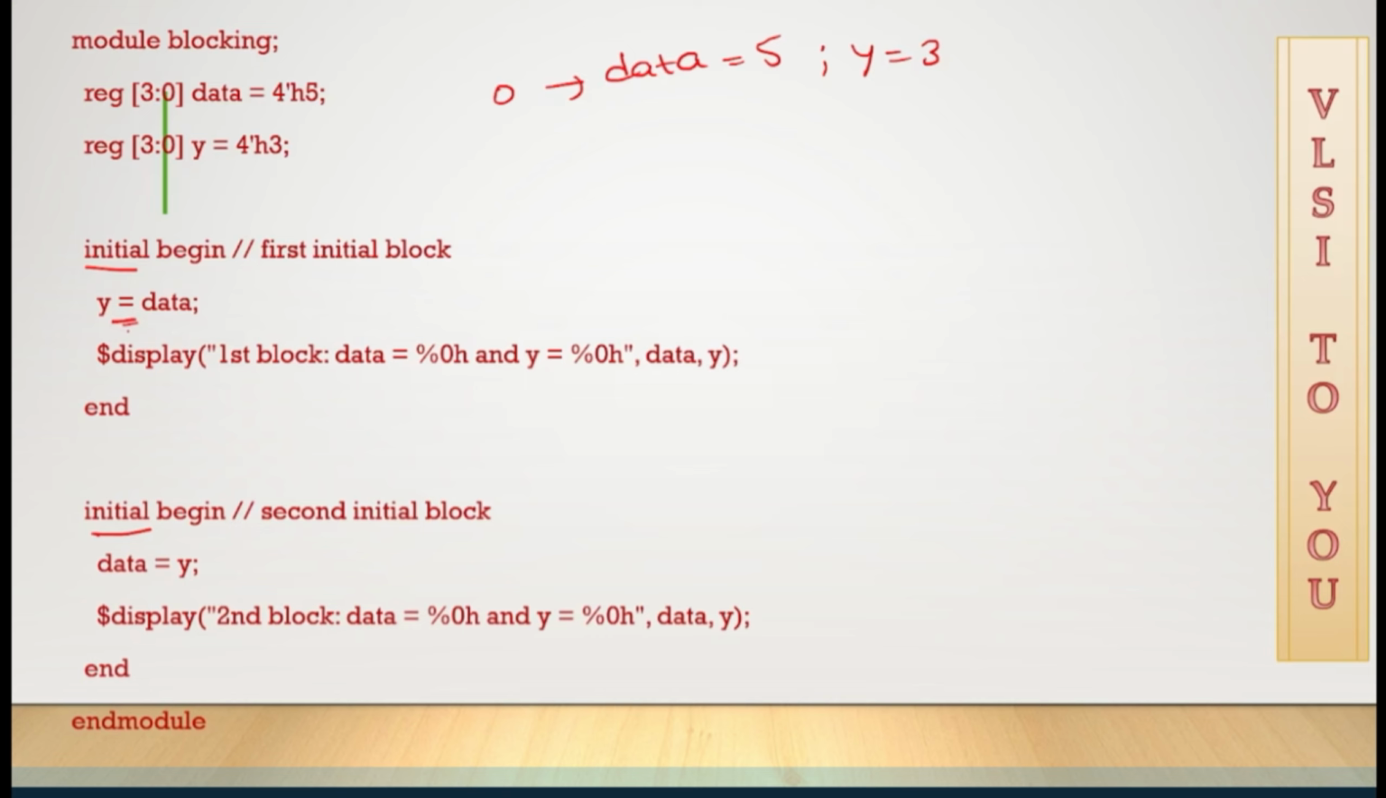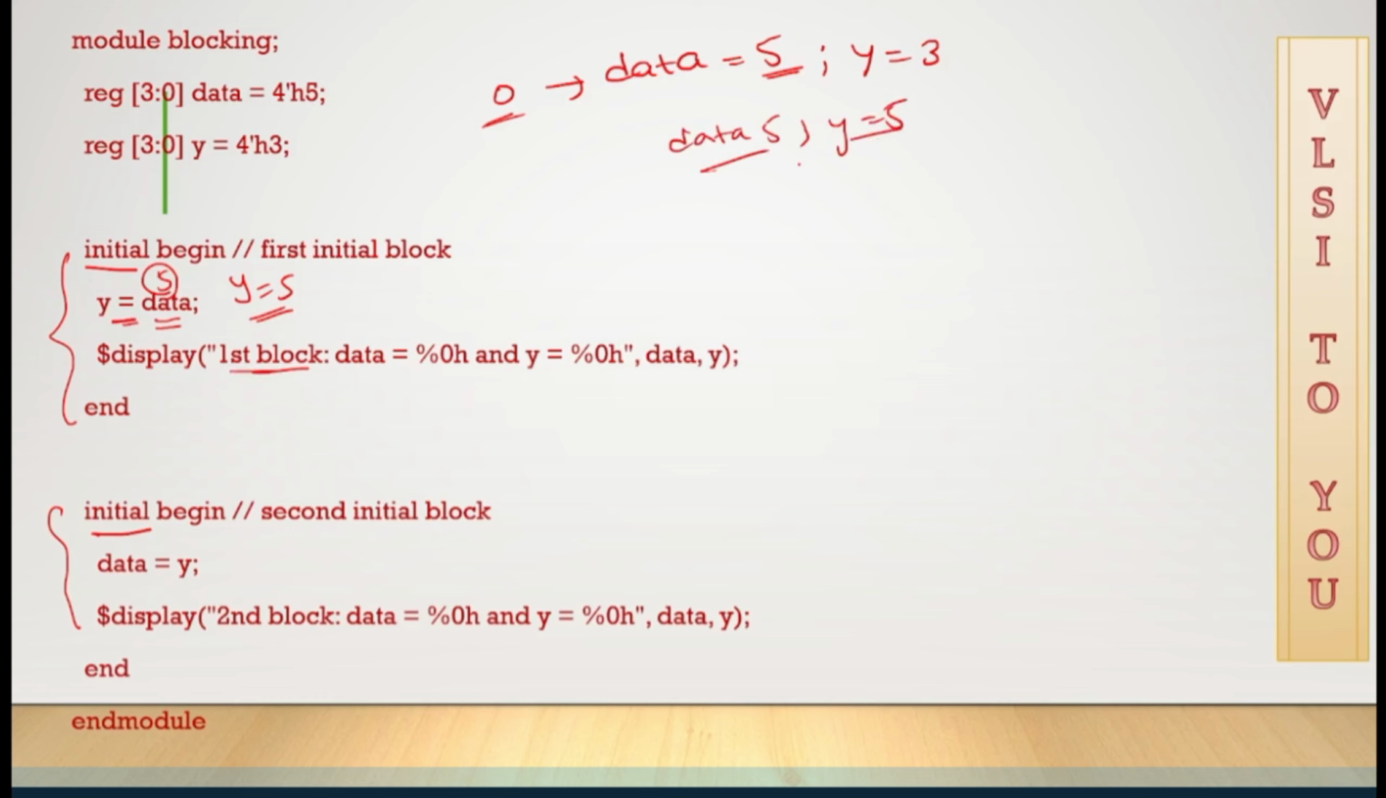In blocking statements, they will be executed sequentially, that means in series, one after another. So first this initial block will be executed, and after the assignment is completed, then the second initial block is going to execute. Now what is the value of data at 0 time? That is 5, and it is going to y. So what is the y value now? 5. So data is 5 and y is 5. That is why in the first block both values are 5.